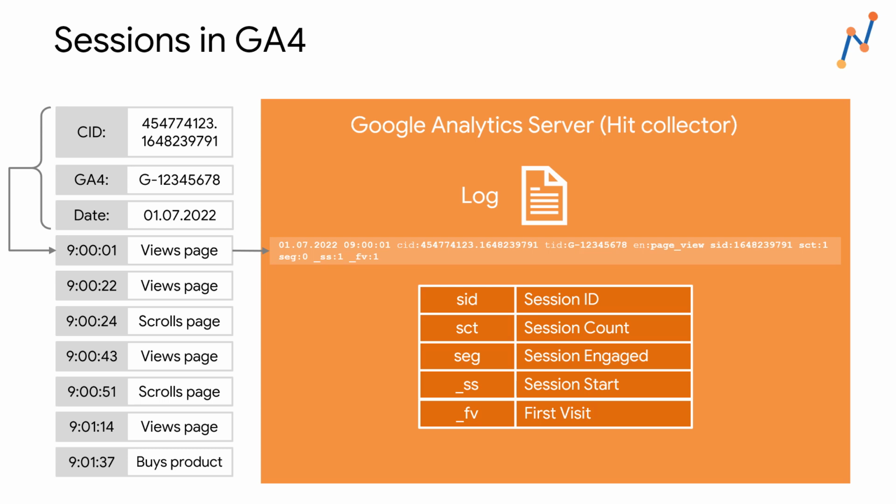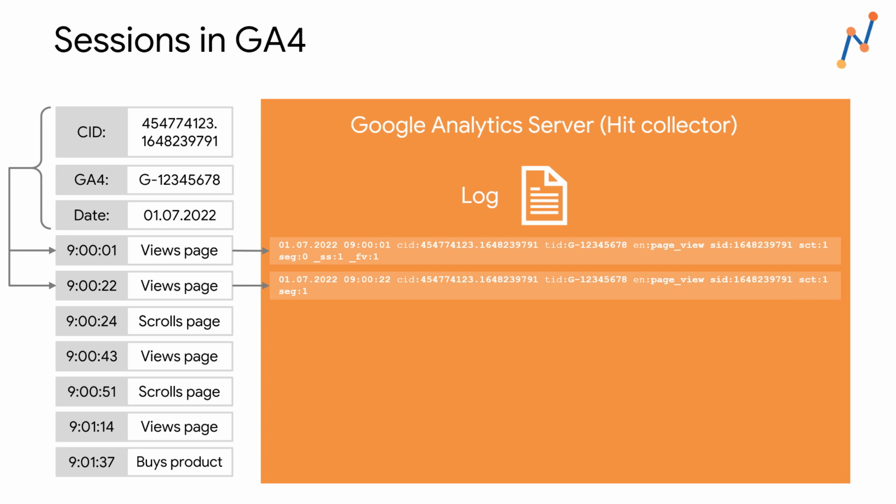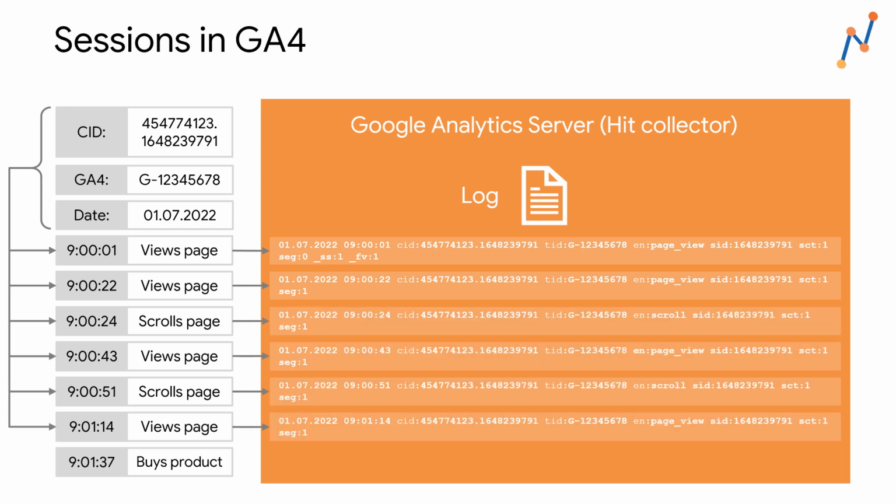Now, coming back to the scenario, of course the consecutive interaction will also be sent and stored in the log file. And as you might have already recognized, there's no _SS and no _FV, but now the SEG parameter is set to 1. This is because the session at that time already lasts longer than 10 seconds and has had 2 page views. Then, also every consecutive interaction will be sent and stored in the log file.